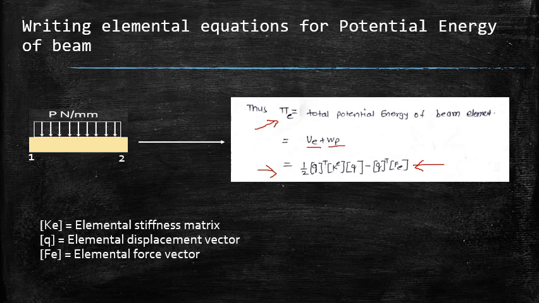where the notations are like this: ke is the elemental stiffness matrix, q is the elemental displacement vector, or local displacement vector, or call it the local nodal displacement vector, and fe is the elemental force vector, or sometimes it is called the elemental load vector. So these are terms which are frequently used, ke, q and fe, which are very important terms.